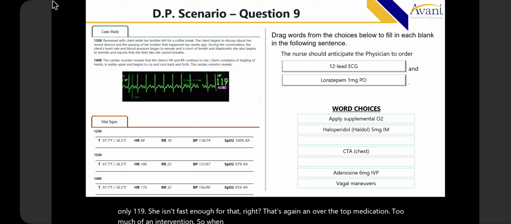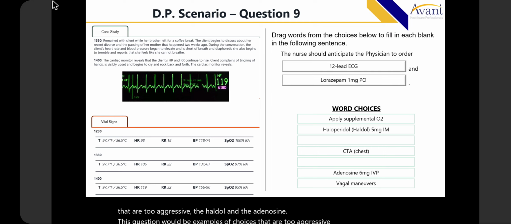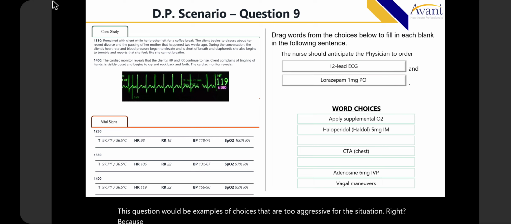If you're one of my students and you've come to my understanding testing errors Zoom call, we talk about making choices that are too aggressive. The Haldol and the adenosine in this question would be examples of choices that are too aggressive for the situation, right? Because that's more than she needs at this point.